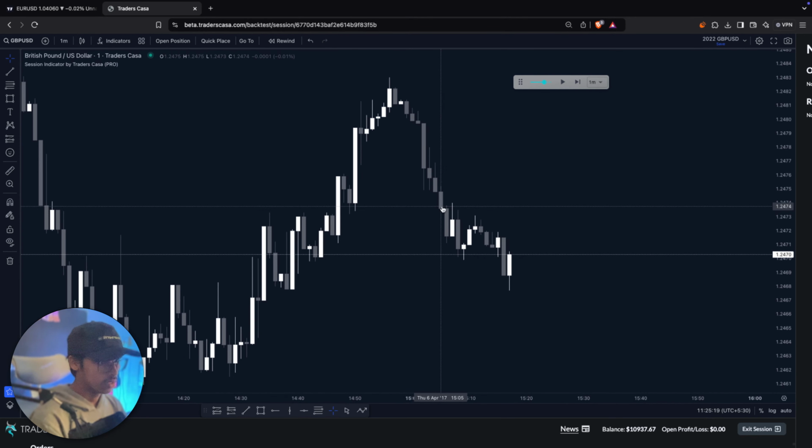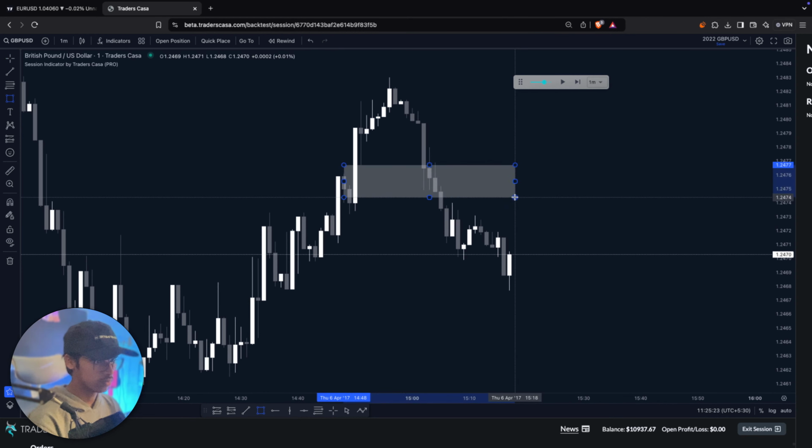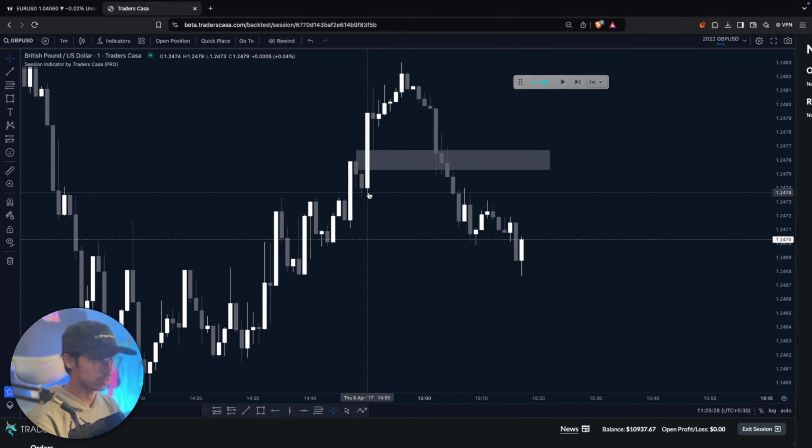So there's a failure gap that has been inverted. Let's have a focus on this one. Is there any order block? Yes, there is.